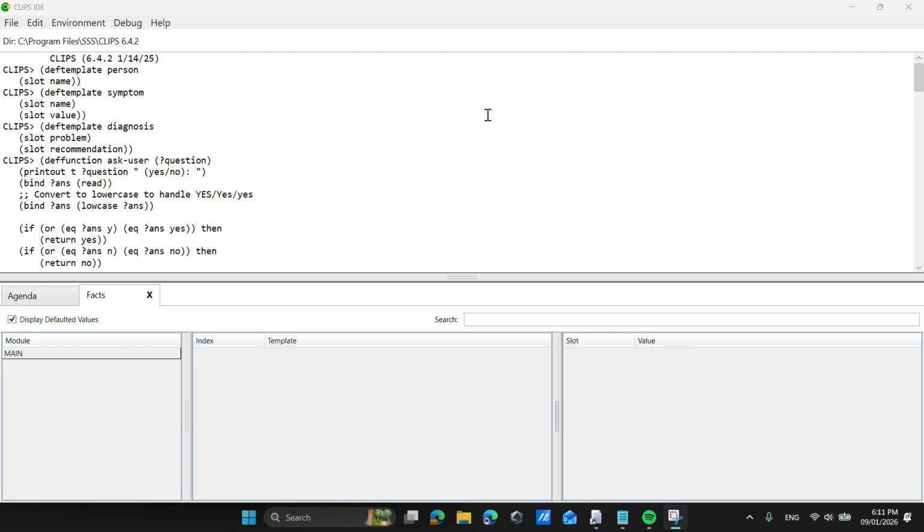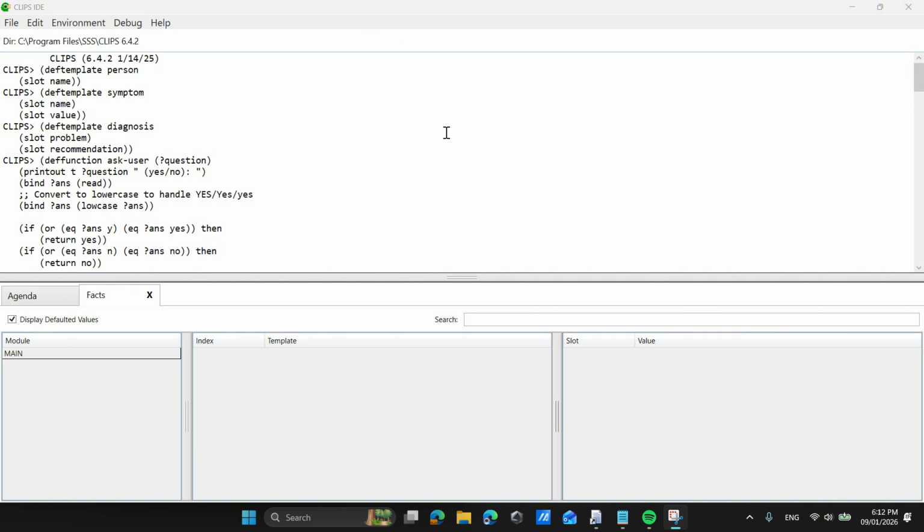Now I will demonstrate our computer hardware diagnosis system, which is a rules-based knowledge-based system developed using CLIPS. The system works by asking the user a series of yes or no questions, converting the answers into facts, and using forward chaining to infer a hardware problem and provide a recommendation.